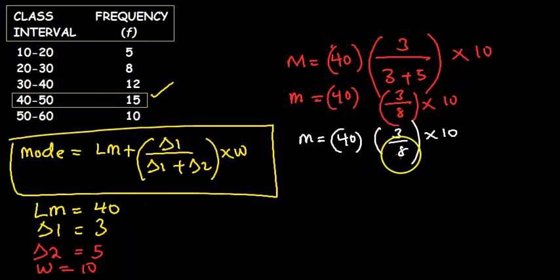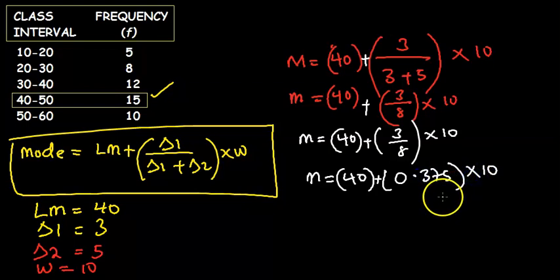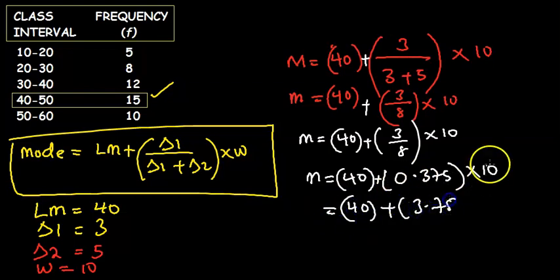Here we have 3 divided by 8, which is simply going to be 0.375. Our mode is simply going to be 40 plus the bracket of, remember, this is supposed to be addition. Addition. Because if you multiply, I promise you that you are not going to get the right answer. Here is going to be 0.375. We are going to multiply it by 10. If you multiply 0.375 by 10, it's simply going to be 40 plus 3.75. The decimal place is just going to move.